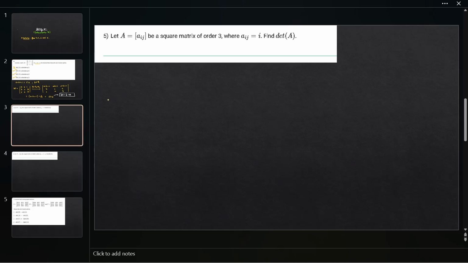Okay. Moving on to question 5, here it is said that A is a square matrix of order 3, which is defined as Aij is equal to i. So let's try to write the matrix. A11 would be 1, A12 would be 1, and A13 would be 1. That is, all the elements of row 1 would be 1. All the elements of row 2 would be 2. A21 is 2, A22 is also 2, and A23 is also 2.